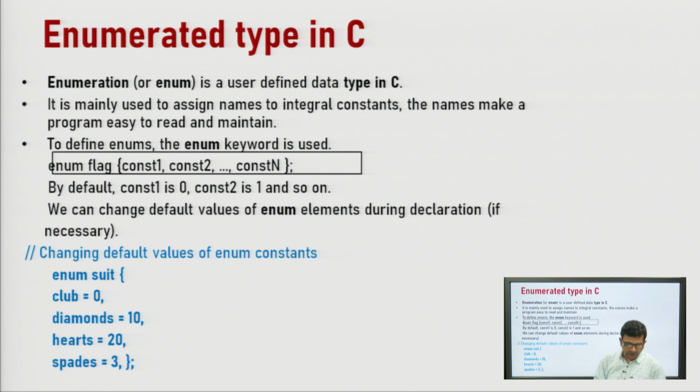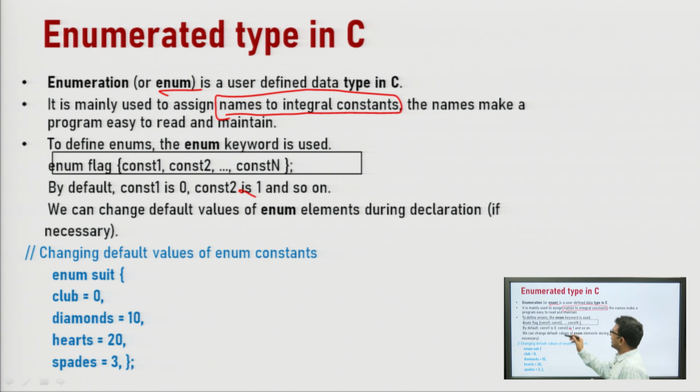Now, we will discuss the enumerated type in C. For the enumeration type we use a keyword, that is enum. The enum keyword is used to declare an enumerated type in C, which is a user defined data type in C. Why is it used? It is mainly used to assign names to integral constants. Basically it is being used for giving names to the integral constants. Why is it required? Because the names make a program easy to read and maintain.